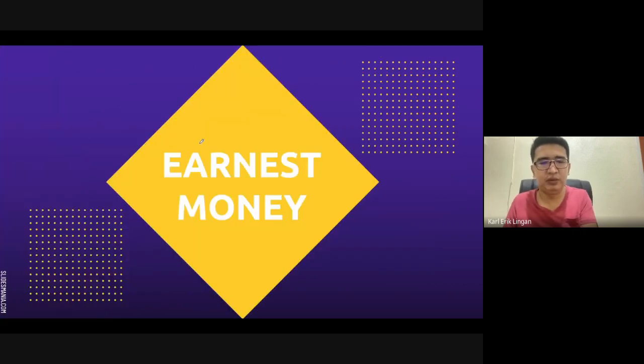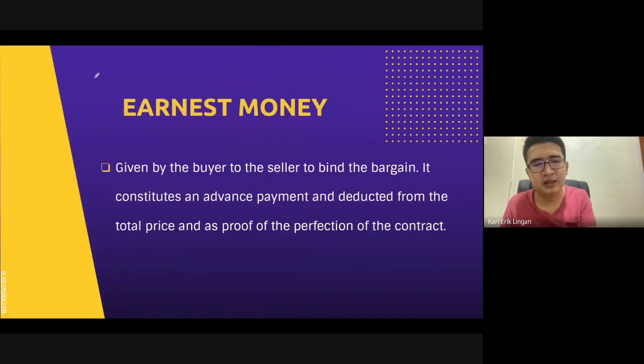Earnest money. Okay, when we talk about earnest money, I've discussed kanina, earnest money, this is given by the buyer to the seller to bind the bargain, constitute as an advance payment. Di ba yung sagot ni Ms. Christine kanina? And since it is an advance payment, it is deducted from the purchase price and it is the proof of the perfection of the contract. Ba't ka magda-down kung wala pang perfected contract, di ba? That's common sense, actually. Okay, you can answer law questions that are reasonable. Okay, just be reasonable.